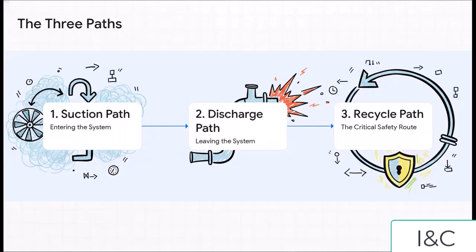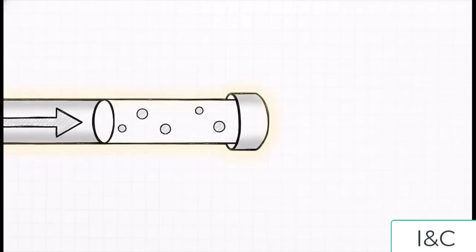Now, that journey really has three main routes that you have to know. First, you've got the suction path. That's the entrance. Second, the discharge path. That's the exit, where all the high-pressure gas leaves. And third, and this one's super important, the recycle path. This is the system's main safety route.